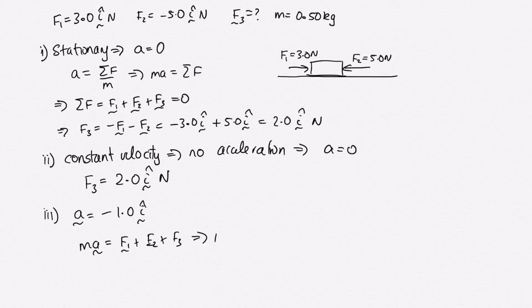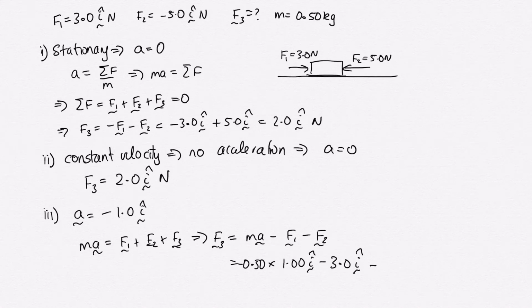So this tells us that F3 is equal to ma minus F1 minus F2. So this is equal to 0.50 times 1.00i. We've got a negative there because it's in the negative direction. Minus F1, so that's minus 3.0i. Minus minus, so plus 5i. So solving this, we have 1.5i newtons.